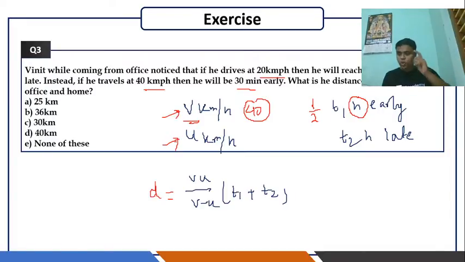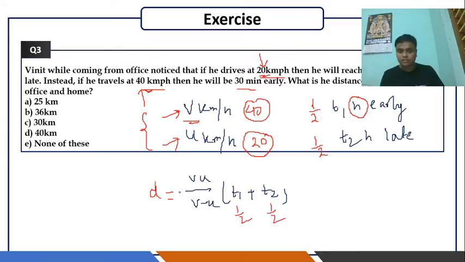u is the slower of the two speeds. Here the two speeds are 20 kmph and 40 kmph. v is equal to 40, so u has to be equal to 20. And t2 is the time corresponding to the 20 kmph, which is 30 minutes late. That means half an hour late. So the value of t1 is half, the value of t2 is half, the value of v is 40, the value of u is 20, and if you plug in these values, we get 800 by 20 into half plus half, which is equal to 40.